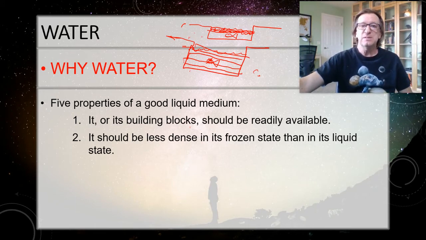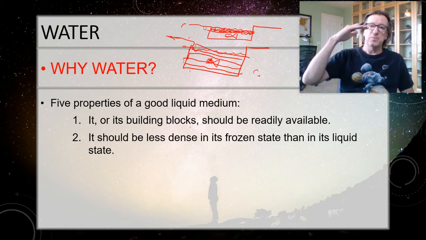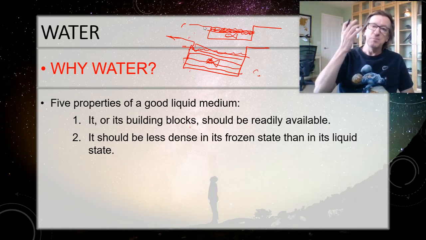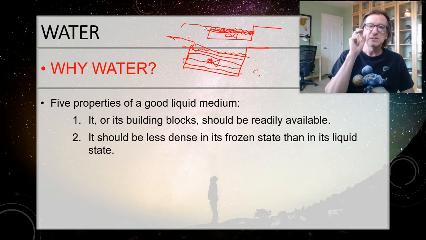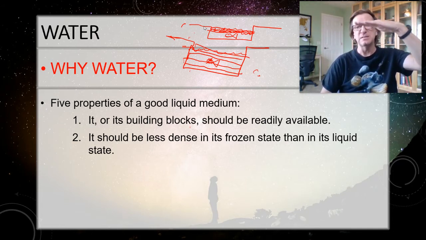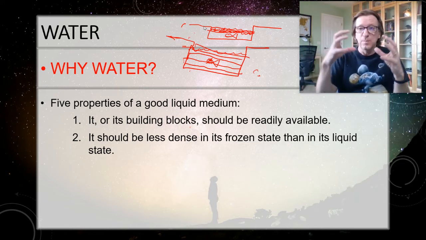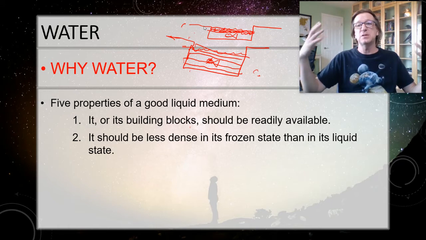So having a liquid medium where the medium is more dense as a frozen solid than it is when it's liquid is going to be fatal. It's going to sink all the way to the bottom. On the other hand, if the medium is less dense when it's frozen than it is when it's liquid, it'll float just like ice does. And there aren't many things that do that. Most things, the colder they get, the more dense they get. You heat something up and it's going to expand.